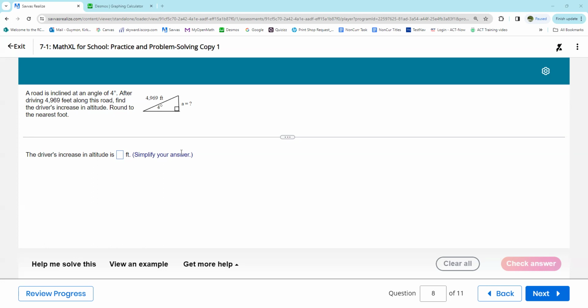So we can use SOHCAHTOA. Only on right triangles does SOHCAHTOA work, unless you're doing a little bit extra higher level stuff with it. But we've got a problem here about a road and an incline. So like you're going to go up a hill. And we know that the incline or going up the hill here is going to be 4969.